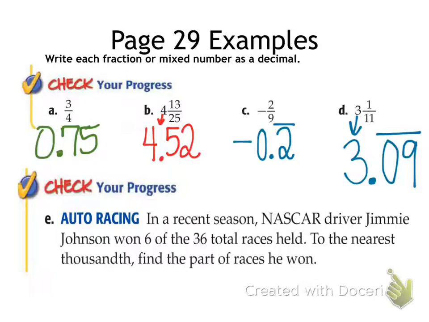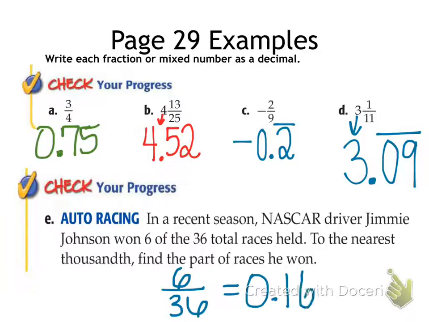Example E. In a recent season, NASCAR driver Jimmie Johnson won 6 of the 36 total races held. So I'm going to do 6 over 36, that's 6 out of 36. On my calculator, when I divide that, 6 divided by 36 is 0.16, and it repeats all the way to the end. Our directions say round to the nearest thousandth, so 0.167 would be the correct decimal there.